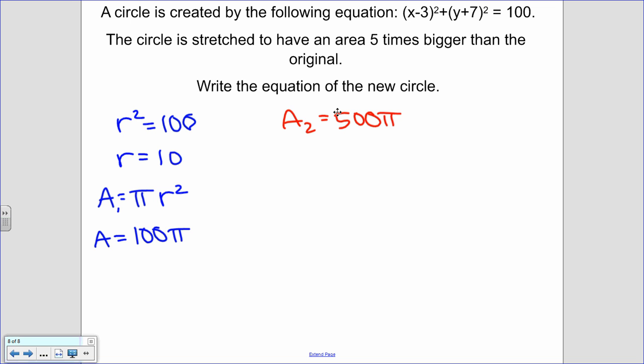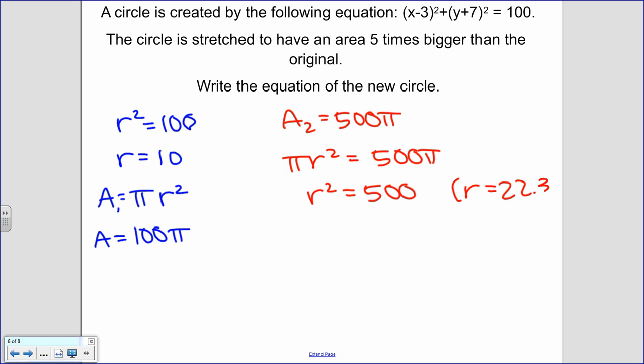And just like before, we're going to solve for that radius. So again, I'm going to set it equal to pi r squared. Dividing by pi on both sides, you get r squared equals 500. And remember here, since we're writing the equation, you can stop here, but we'll show you if you square root 500, your radius is 22.36.